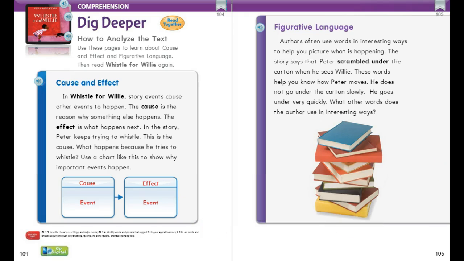Authors often use words in interesting ways to help you picture what is happening. The story says that Peter scrambled under the carton when he sees Willie. These words help you to know how Peter moves. He does not just go under the carton slowly, he goes under very quickly. What other words does the author use in interesting ways? See if you can think of other figurative language that the author used in the story.